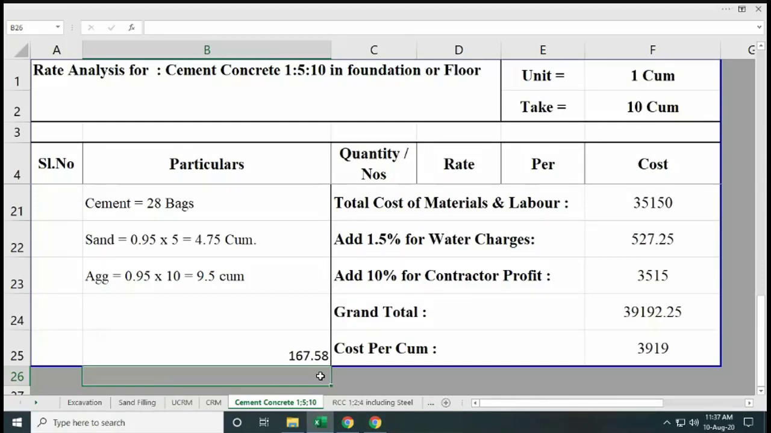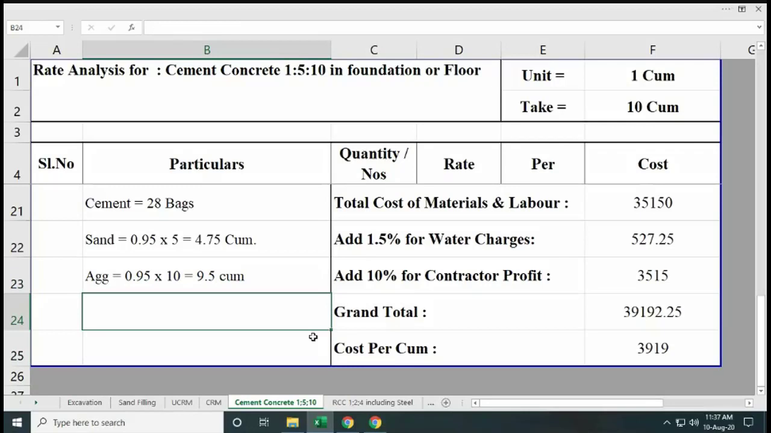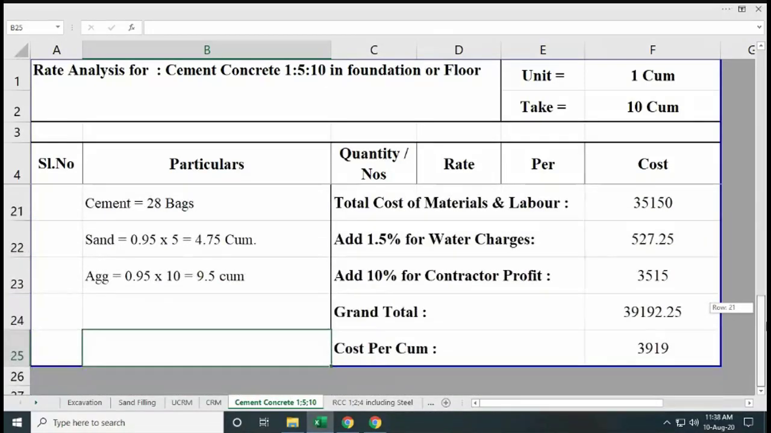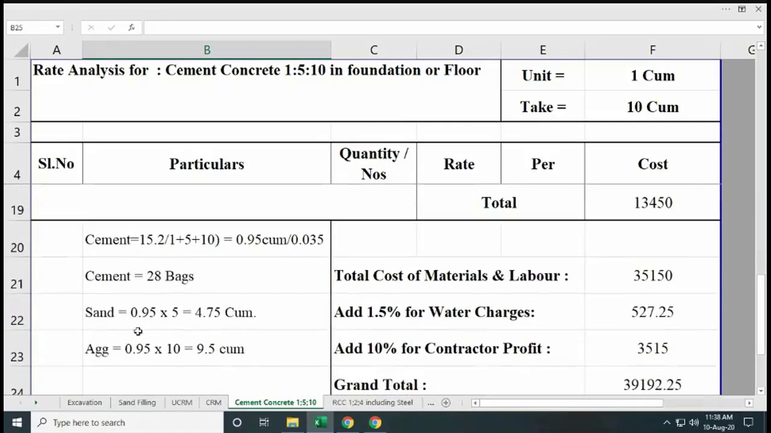Similarly, you can convert it for aggregates. In that way, you can tell them to bring one dumper or one Ayva or one tractor based on the volume required. You will know how much volume it can carry, 2.5 brass or 0.75 brass for a tractor. In that way you can tell them, they will dump, and we will be able to complete the work without any problem. So this is regarding the cement, sand and aggregate calculation.